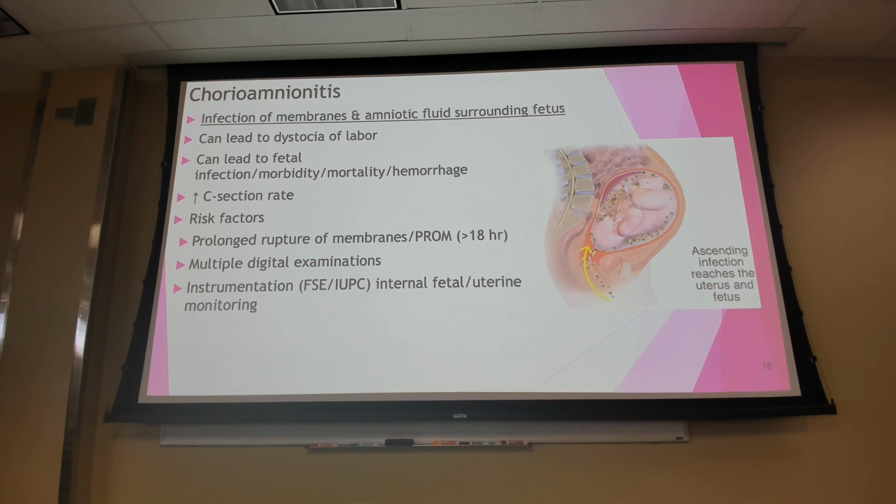Okay, even the placement of an intrauterine pressure catheter. So the amniotic sac has ruptured. Now we're going to put a catheter on baby's head, the fetal scalp electrode. Placement of that electrode, you can introduce bacteria, and then several hours later, mom's going to start fevering and showing signs of infection. The problem with chorioamnionitis is not only maternal morbidity and mortality, you have increased fetal morbidity and mortality, and then increased rate for C-section.